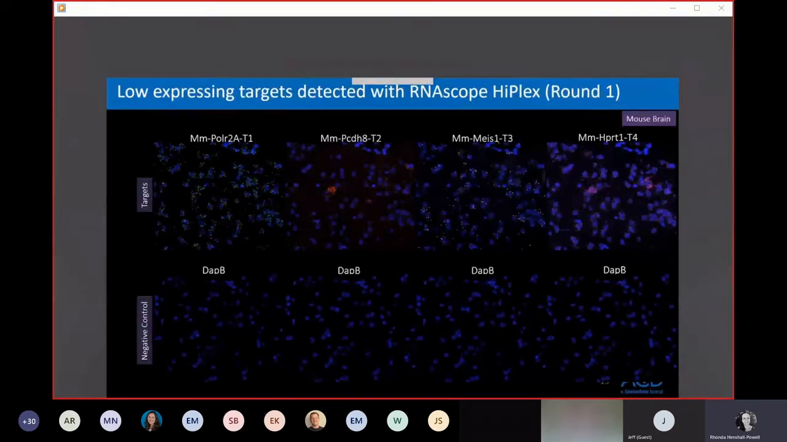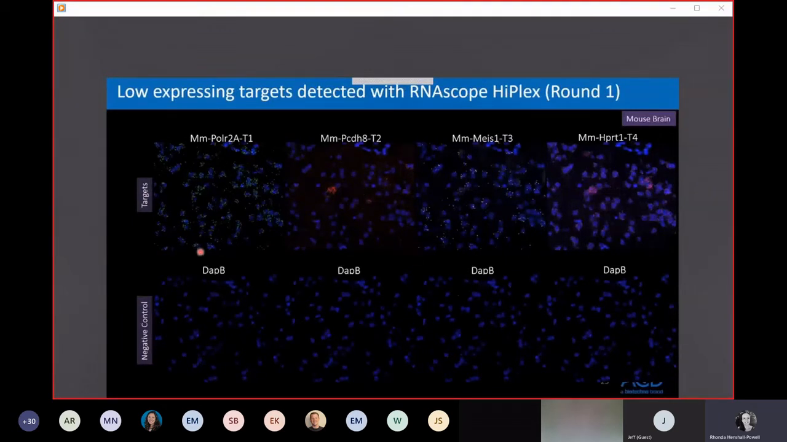noise. So here, for instance, of these 4 targets, you can see Polr2a is the highest expressing. There's the most dots and the most signal. So that one was designated as the T1 probe, so it's detected with the green fluorophore at the microscope.